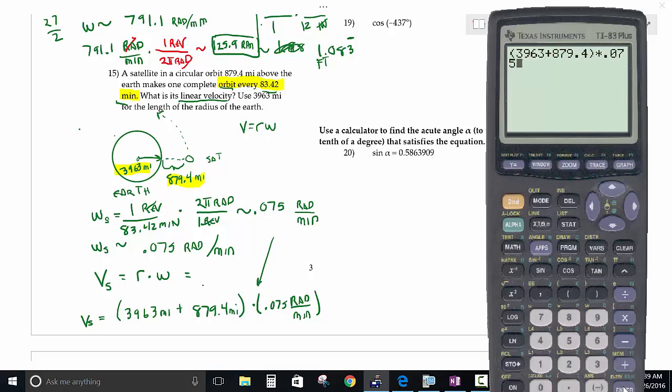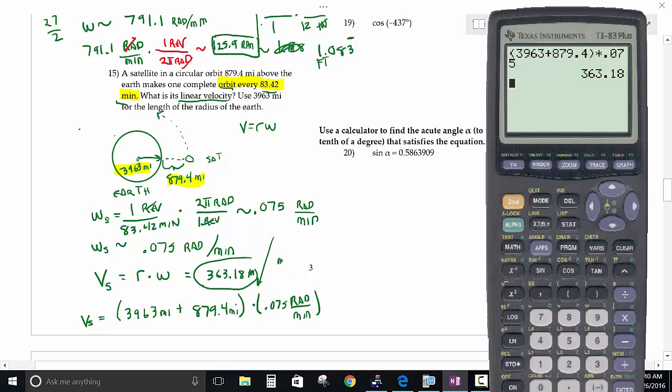All right, drum roll. Let's see if we get a good answer. Ah, so much better. So much better. All right, I should have done it on my guitar, though. Okay, all right. So there we go. So your answer is going to be 363.18, and that's going to be in miles per minute. Okay?